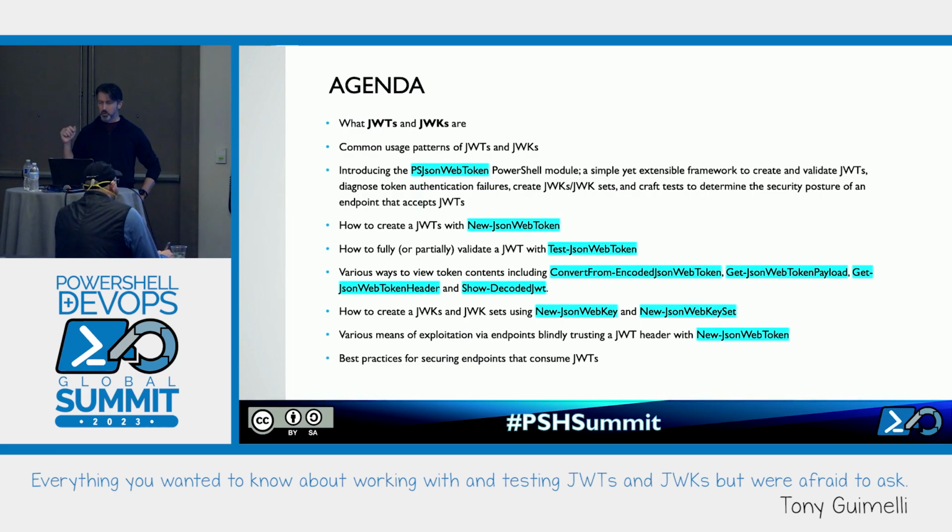And after all the gloom and doom and after we break stuff, we're going to talk about how to avoid this in your organization and how you can secure your APIs to not fall prey to some of the more common misconfigurations with JWTs through some best practices.